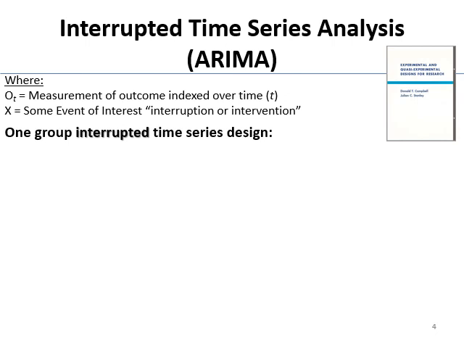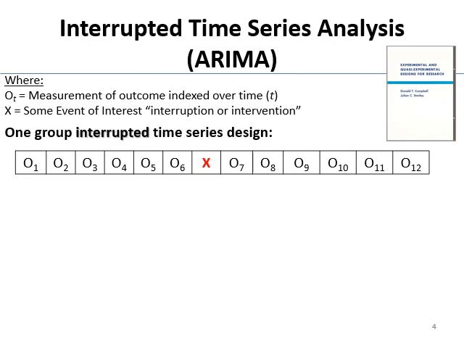So there's what we call the one group interrupted time series design, and it looks like this. For time periods O1, O2, O3, O4, etc., you're measuring some outcomes. So it could be crash rates on a road, it could be graduation rates for a high school.